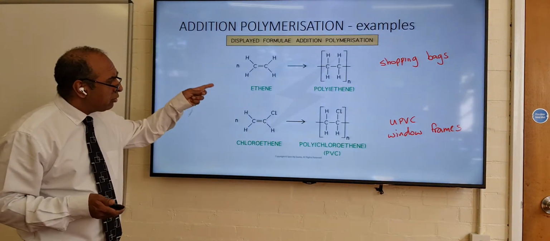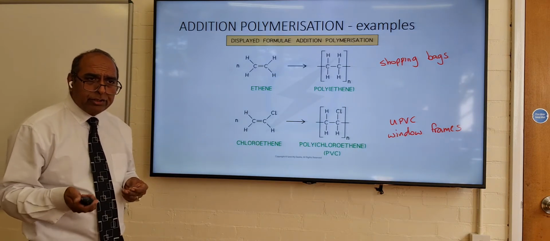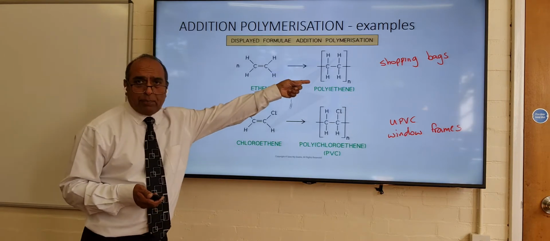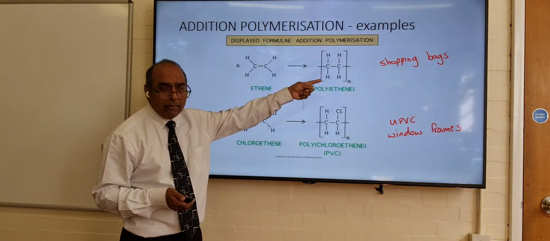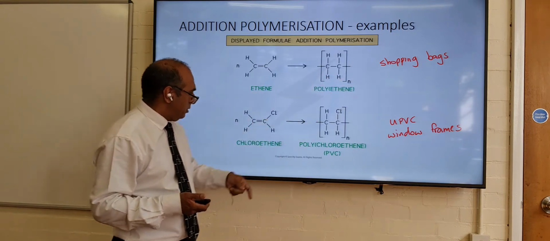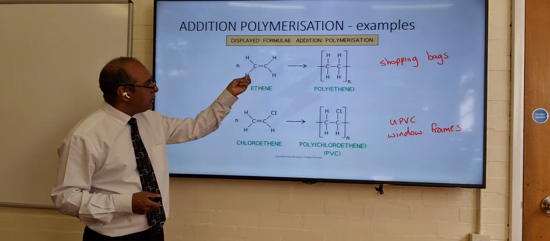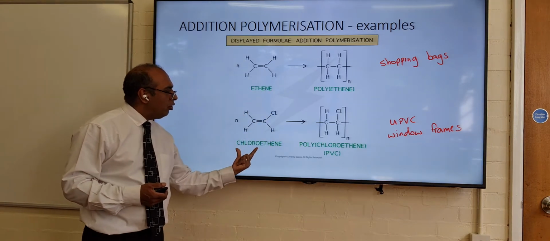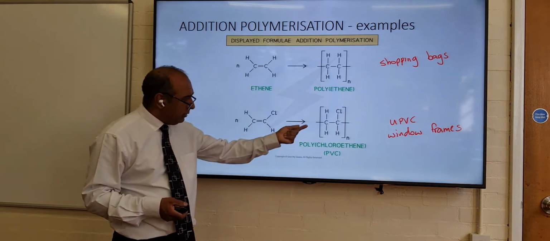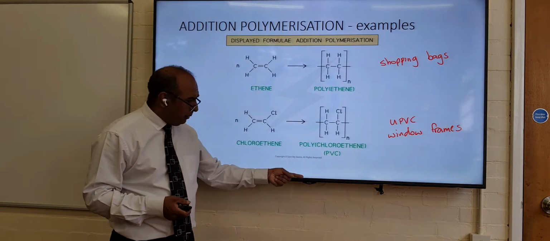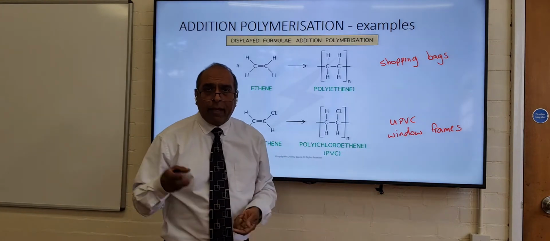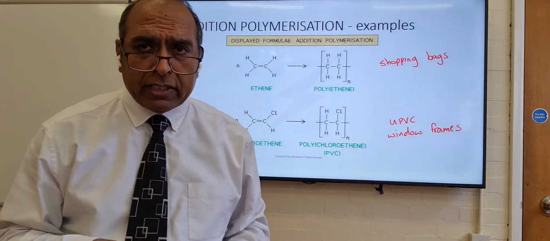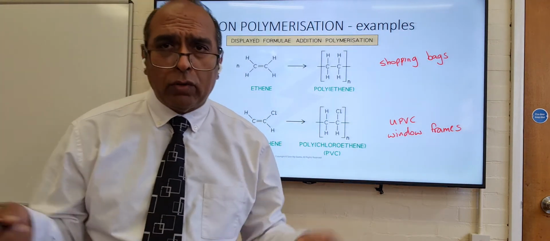Now look, some very common addition reaction mechanisms that make polymers. Now that's polythene that we've just been talking about. Polythene for shopping bags. If instead of starting with ethene, say you had a chlorine instead of a hydrogen, that would be called chloroethene, then the polymer would be called polychloroethene, and the common name for polychloroethene is PVC, polyvinyl chloride.